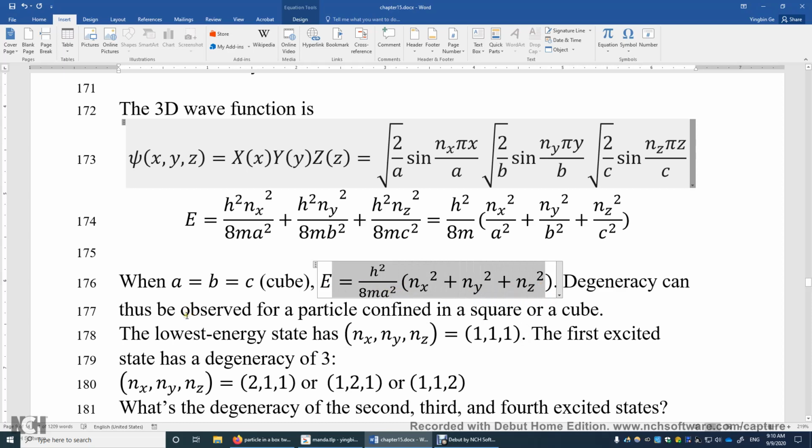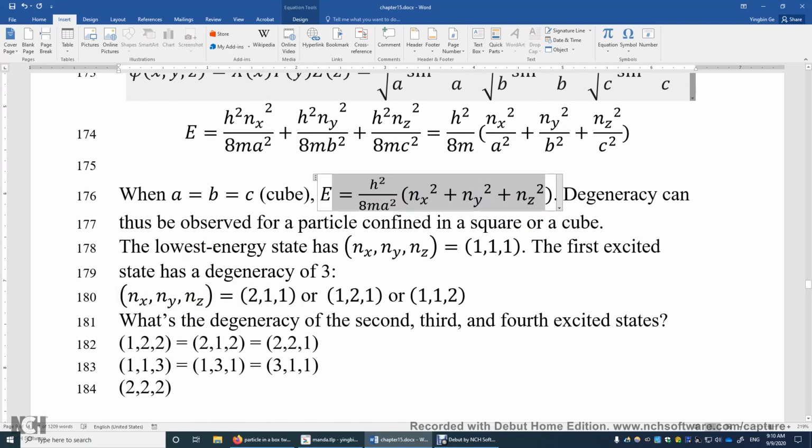And then the total energy is this, because a equals b equals c. Again, we observe the degeneracy. The lowest possible energy is obtained when nx equals ny equals nz equals 1. It's actually 3h squared over 8ma squared, because we're looking at 1 squared plus 1 squared plus 1 squared. That's 3. What about the second lowest energy level? Well, it's going to be 211 or 121 or 112. Which quantum number is 2? We don't care. Any one of the three can be 2. So we have a degeneracy of 3. These three different states have exactly the same energy.